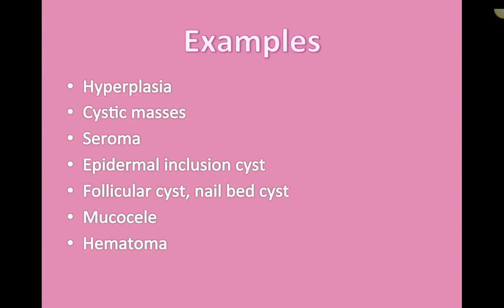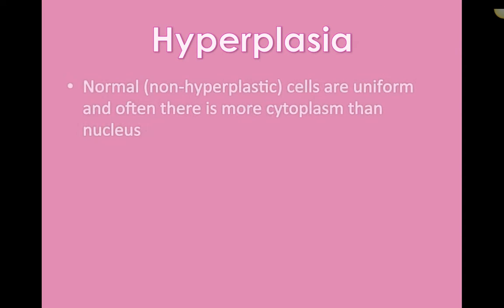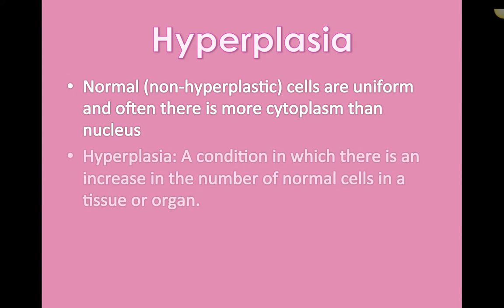So examples of NNNI would be hyperplasia, cystic masses, seromas, epidermal inclusion cysts, follicular cysts or nail bed cysts, mucoceles and sialoceles, and hematomas. Hyperplasia is one that you will most commonly get under the microscope. It is normal, i.e., an abundance of cells creating a mass or an abnormality in the skin or the tissue. So it's a little bit tricky to wrap the head around at first.